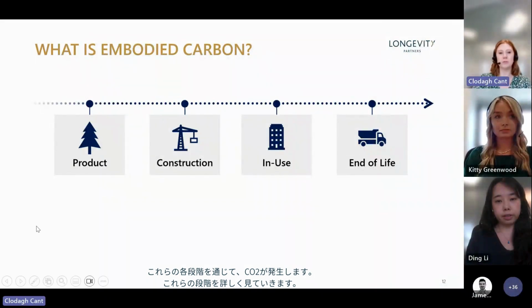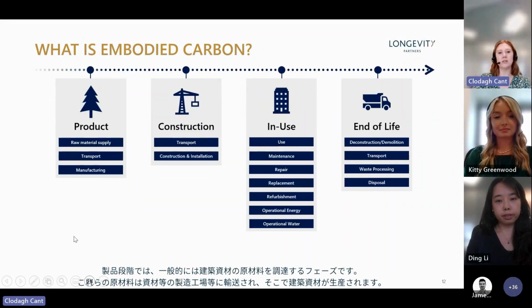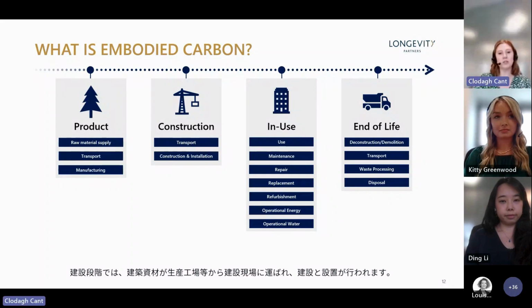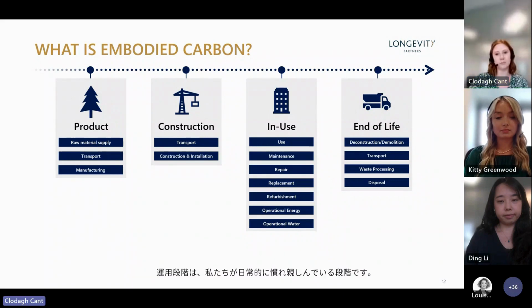If we break down these stages even further, it's typical that we see the product stage being that stage where we source and we extract raw materials, we transport those materials to a manufacturing facility, and we manufacture and create a product from that. Moving into construction, this is when we bring the products from those manufacturing sites to construction sites, and we construct and actually install those products and materials.